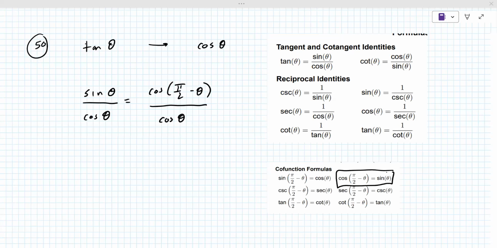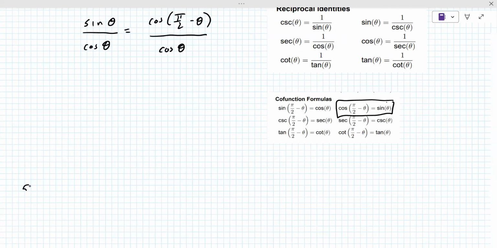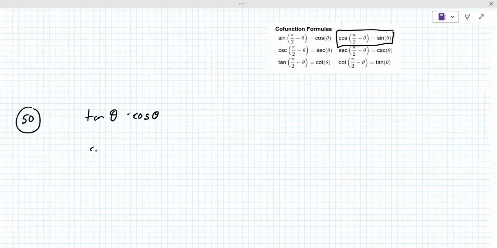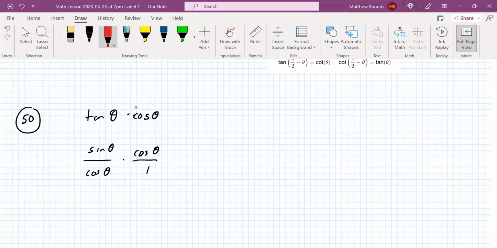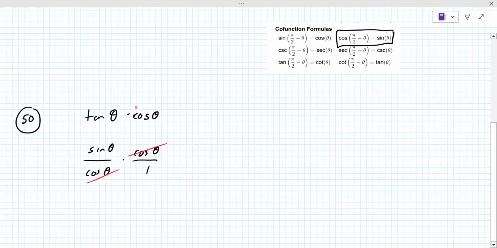See here, because the way it's also written, you just do an alternate version of 50. The way it's written is to simplify tangent of theta times cosine of theta. So tangent is sine theta over cosine theta, and then cosine theta is just itself over 1. And you can see that these cancel, so you're just left with sine theta.